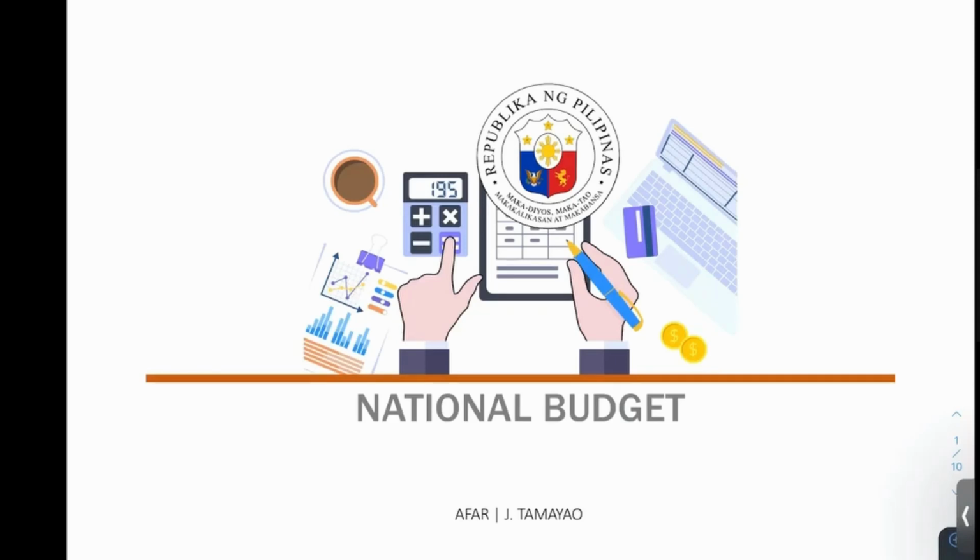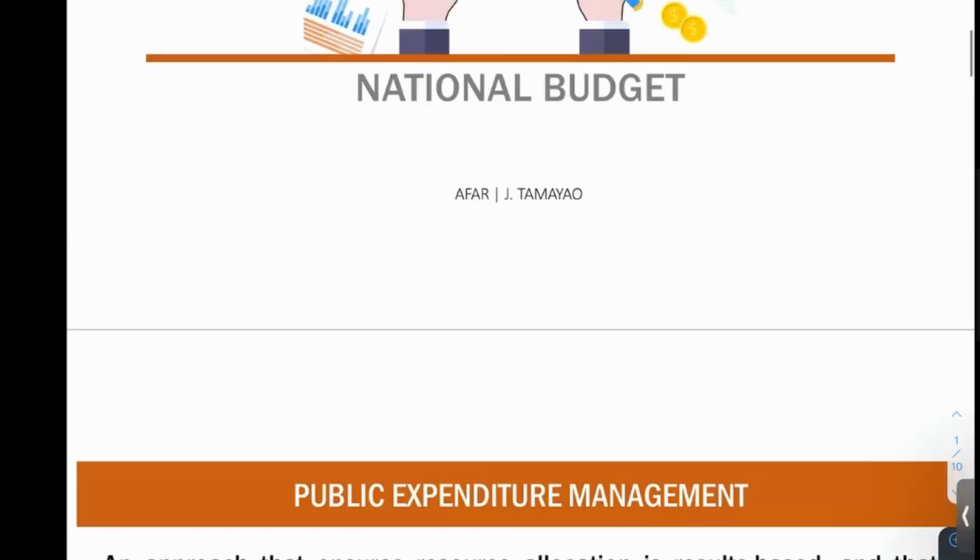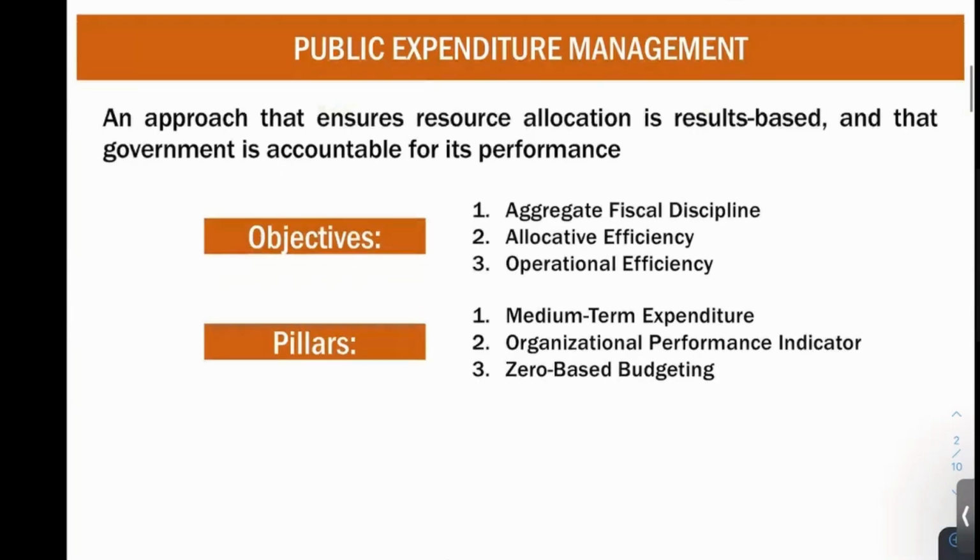For this session, we will talk about your national budget. So for national budget, of course, we need to define what is a national budget, what are the items or objectives of the national budget, what is budget, and what are the different kinds of budget. Okay, so let's start first and discuss your public expenditure management.